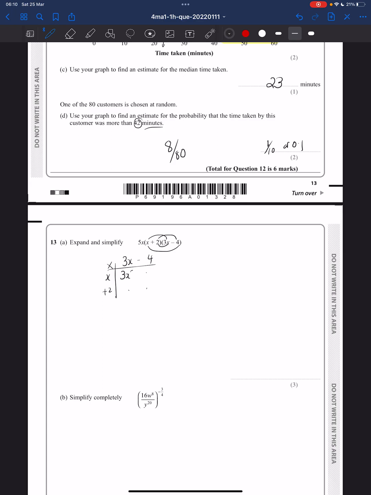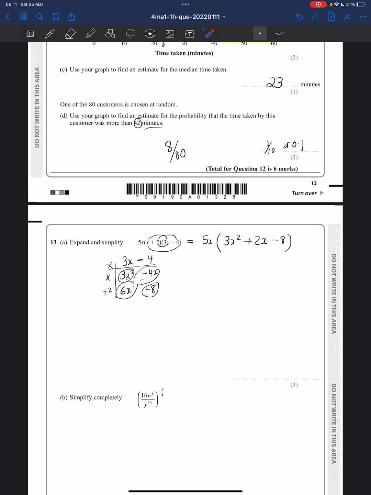Right, so you get 3x squared there, minus 4x there, 6x there, and then that's a 2, minus 8. So it's x times 3x, 3x squared, x times minus 4, minus 4x, 2 times 3x is 6x, and then 2 times minus 4 is minus 8. And then these simplify: 3x squared, so now this is going to be 5x times 3x squared, and then the middle bit, 6x minus 4x is 2x, and the last one, minus 8.